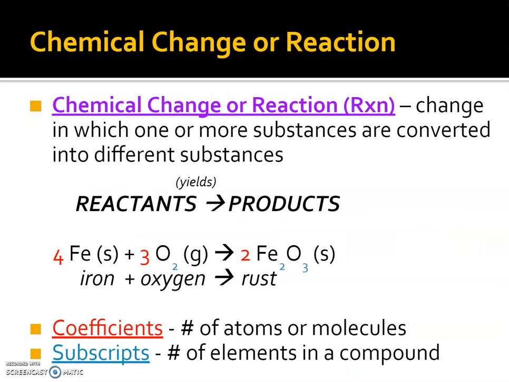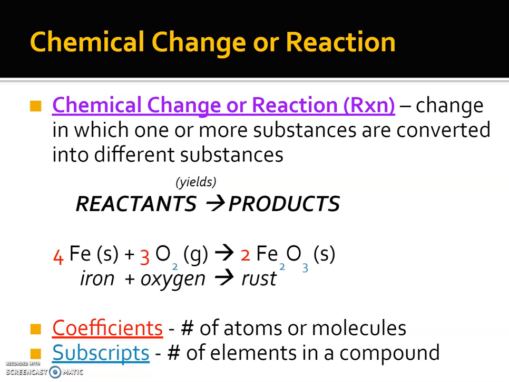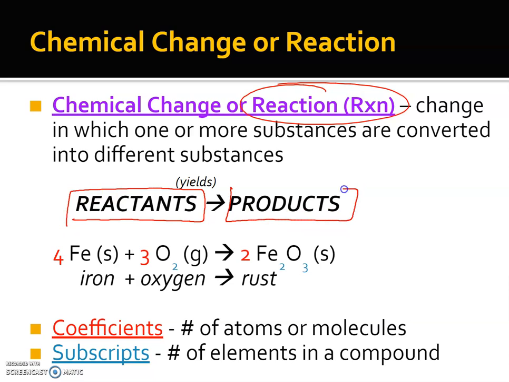A chemical change is also known as a chemical reaction. We're going to spend the second half of the year really talking about chemical reactions from chapter 8 on. Reactions are when you have starting reactants that change into products. The yield sign is the arrow. We read from left to right, so our reactants change into products from left to right, and you'll see the arrow points from left to right.